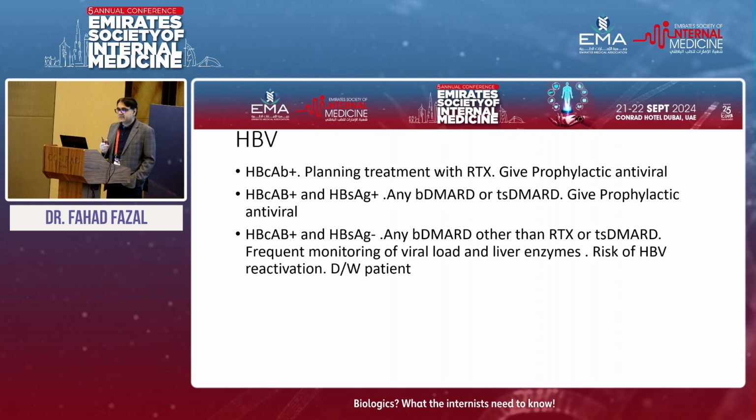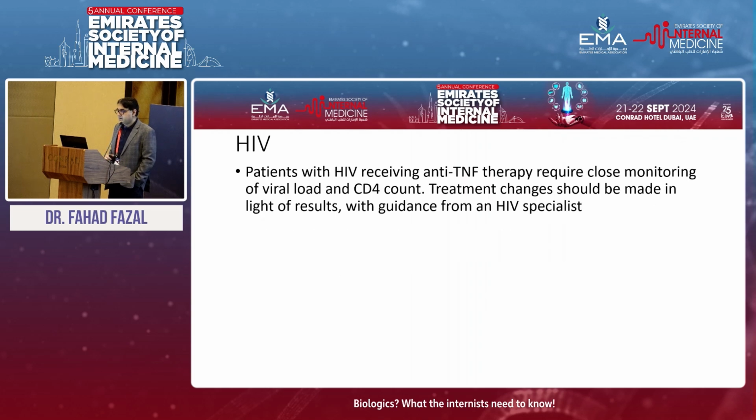And you should discuss with the patient that there is a risk of hepatitis B reactivation because they have a previous hepatitis B infection. However, if you're planning to give them rituximab, they should receive antiviral therapy even if they are HBs antigen, surface antigen negative. So patients who develop HIV while receiving anti-TNF should be closely monitored for viral load and CD4 count. And then treatment changes can be discussed with the HIV specialist.